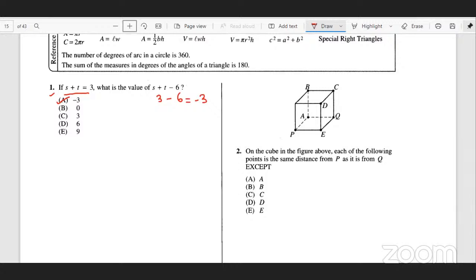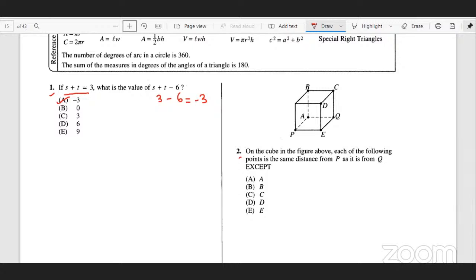Now for SAT, if you come across such easy questions, I would advise you not to spend more than 20 to 30 seconds, because you'll come across some difficult questions as well where more time would be required. Okay, so we are done with the first question. Let's talk about the second question now.